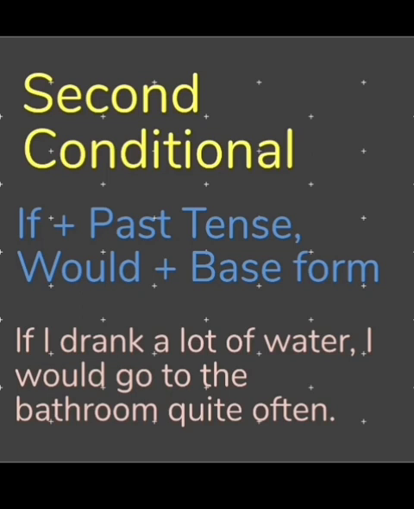Let's say the verb to eat, comer, to eat. So in the past tense, it would be ate, if I ate, okay? And the second part of the sentence, we have to use the modal verb in the past form, which is would. So would is the past form of will. So we have to use would plus the base form.